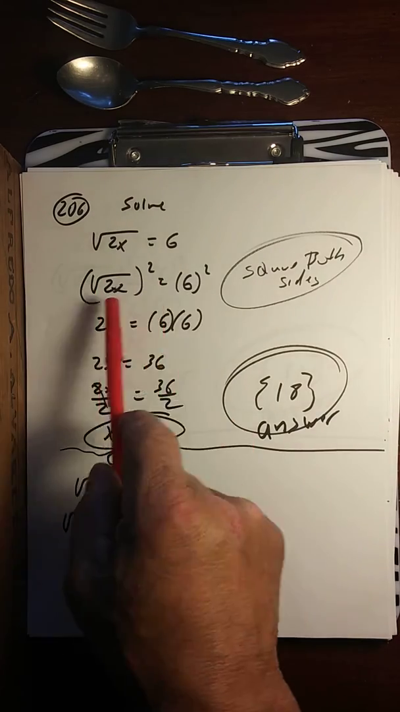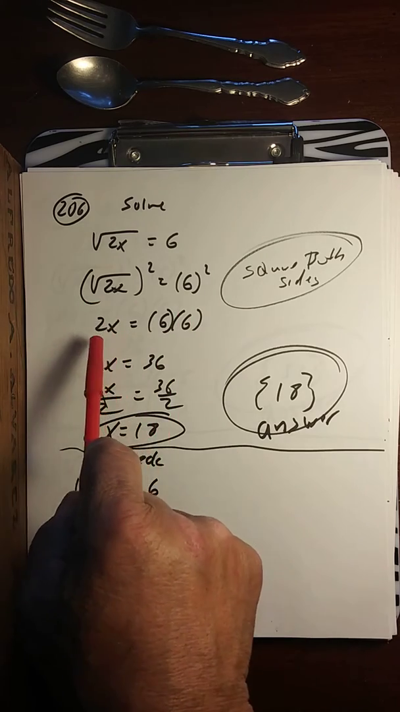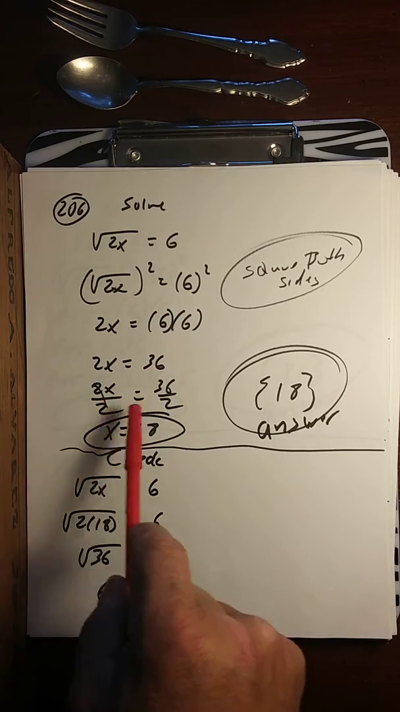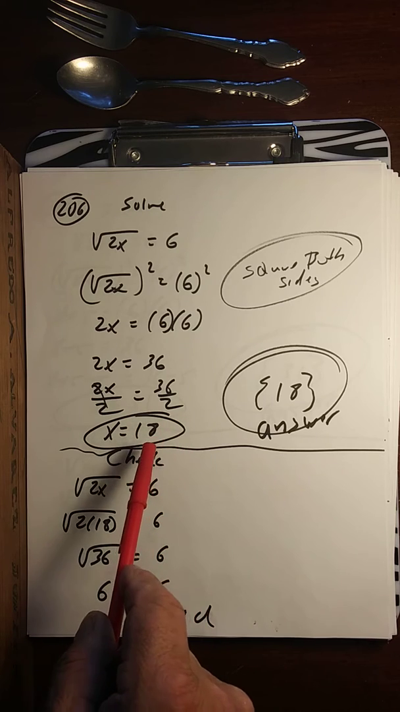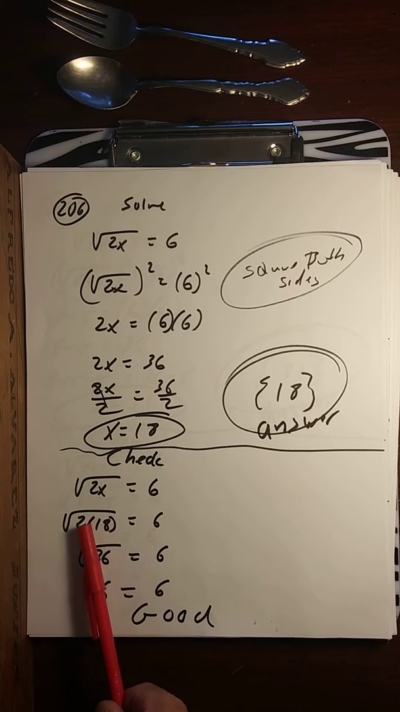Square both sides of this radical guy. So we have 2x equals 6 times 6, which is 36. Divided by 2, x is 18. Does that work? Yes or no? Let's find out. Put it in there. 2 times 18 is 36. Square root of 36 is 6. 6 equals 6. Yes, it's good. It works.